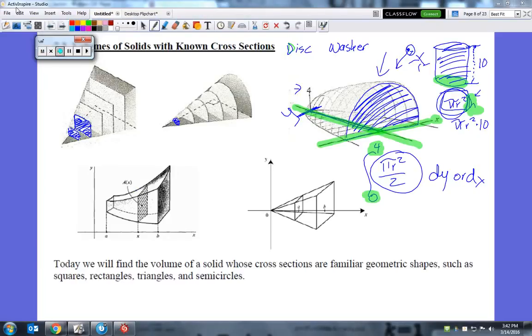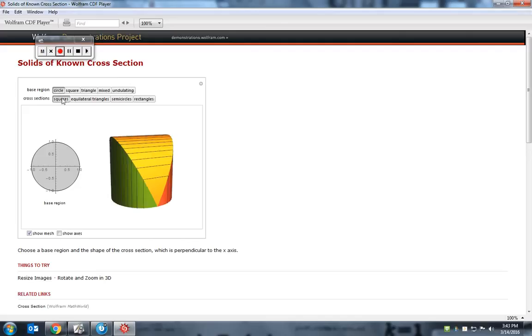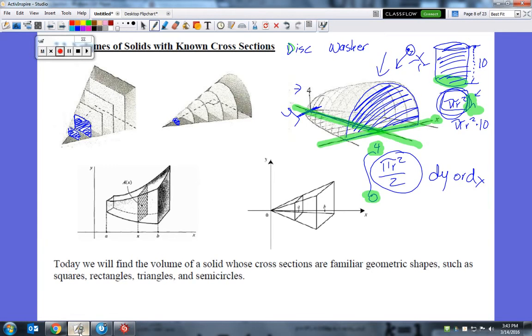Okay? So let me go over here and alter this a little bit more, do semicircles. And again, the base is still a circle, but the cross sections are semicircles. And then you can have rectangles. So rectangles, semicircles, equilateral triangles, and squares. That's what we're talking about as far as cross sections.